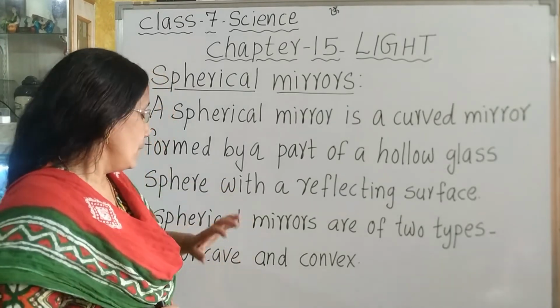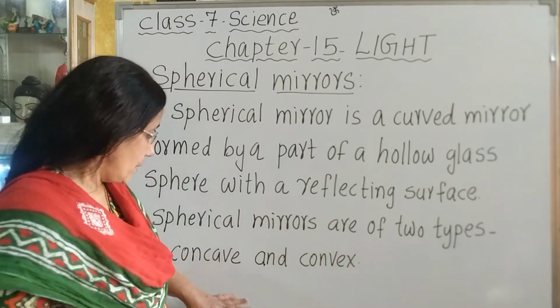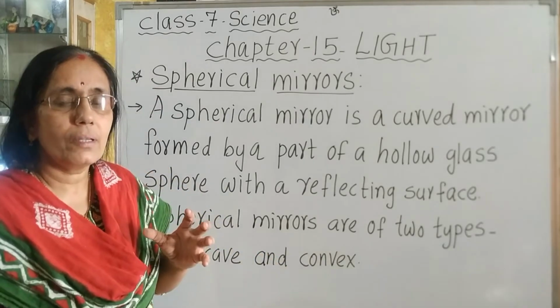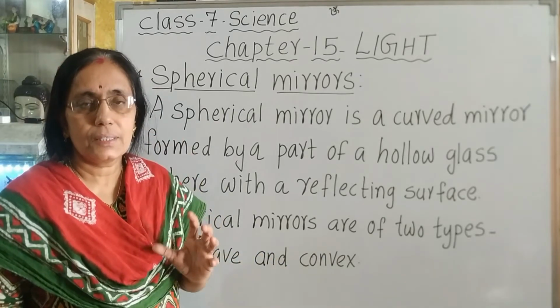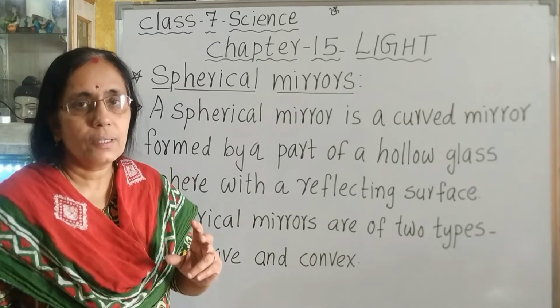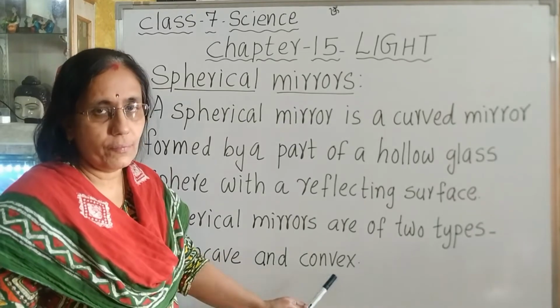So, the spherical mirrors are of two types, concave and convex. Depending on the side of the reflecting surface, we can have two types of spherical mirrors or curved mirrors. They are concave and convex.